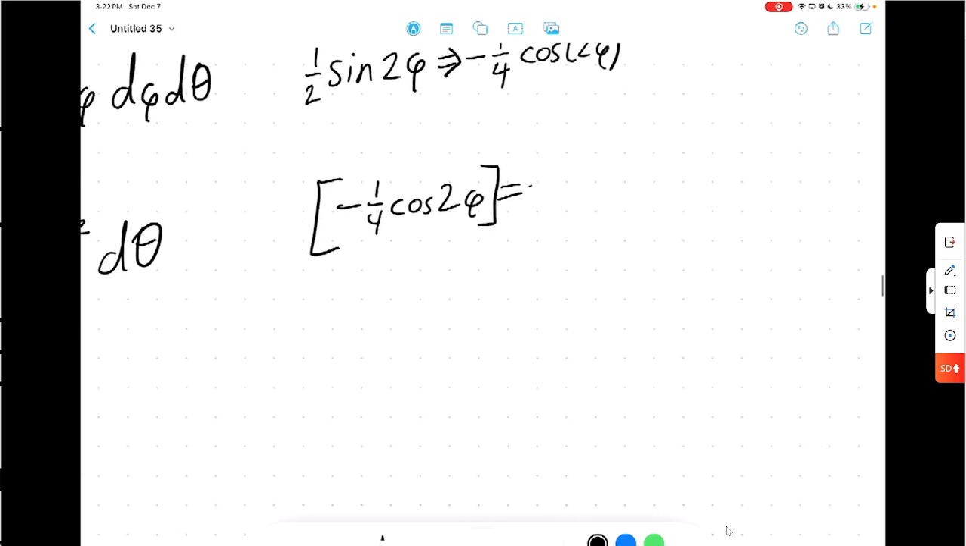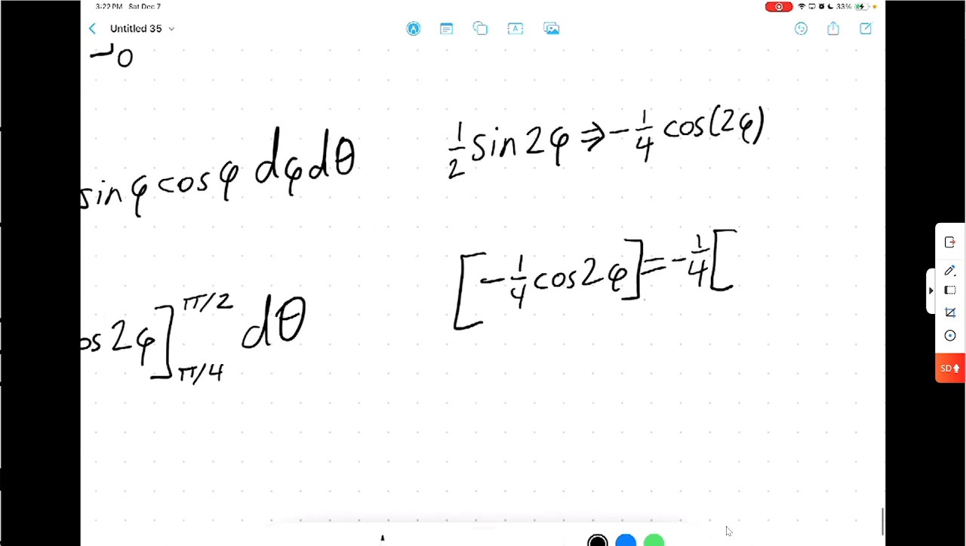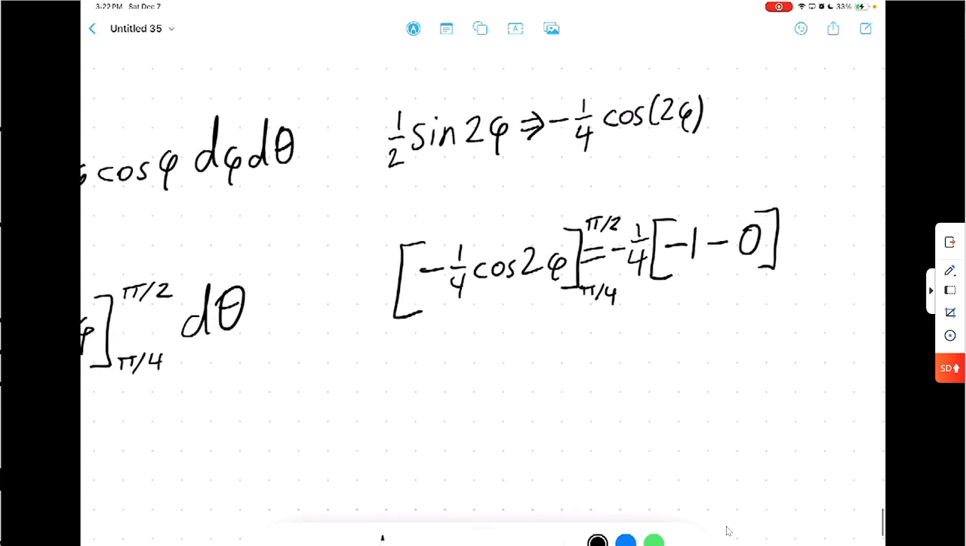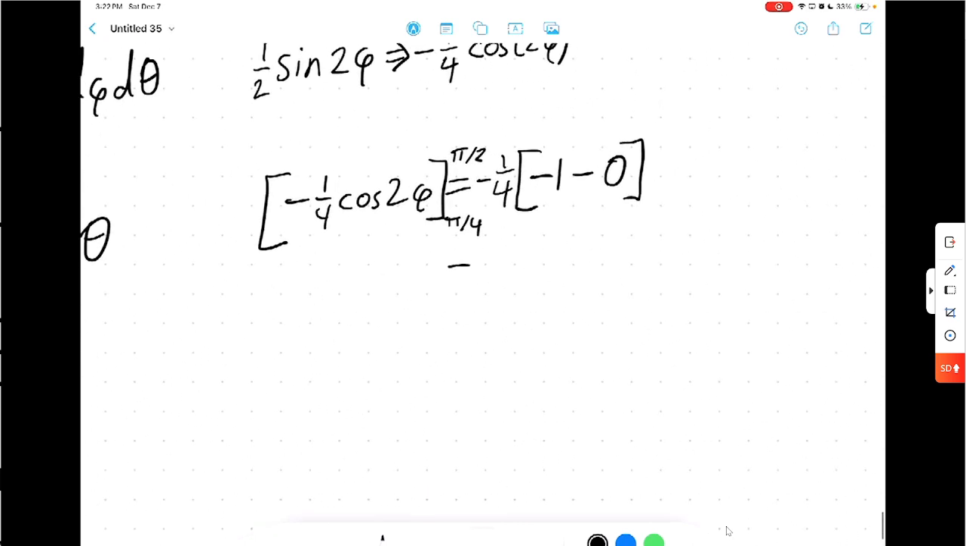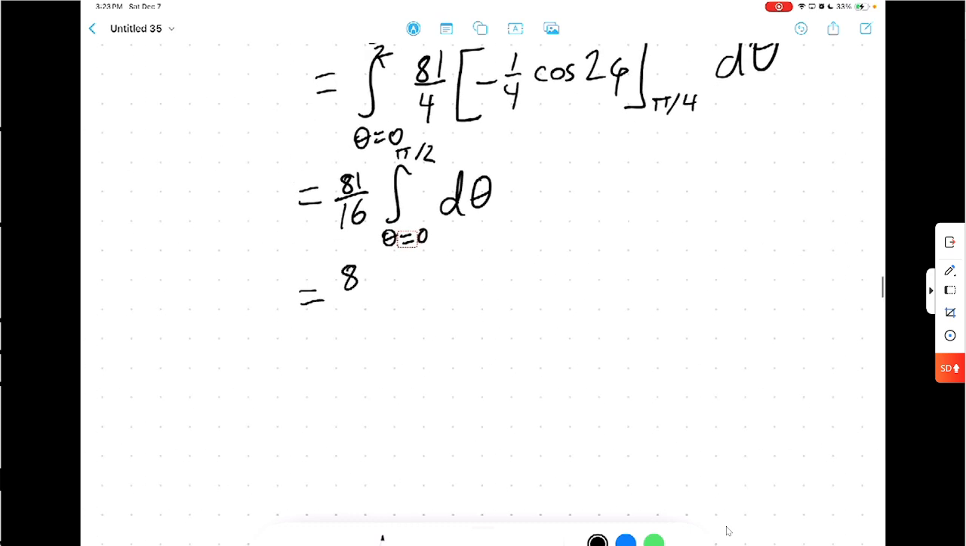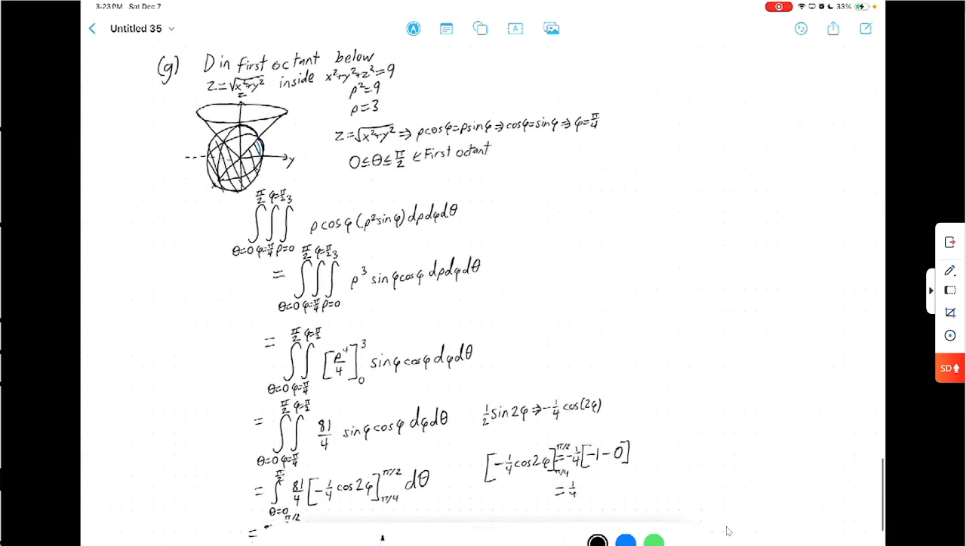This is equal to negative 1/4 times, now at pi over 4 we'll actually get cosine of pi over 2, which is 0. So we're going to get negative 1. And then cosine of pi is negative 1. So we're going to get that this is actually another 1/4. So this is 81 over 16 times the integral from 0 to pi over 2 of d theta, or 81 pi over 32. Alright, that should be it.